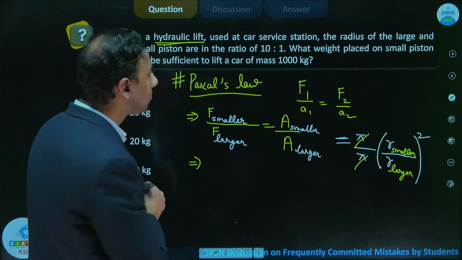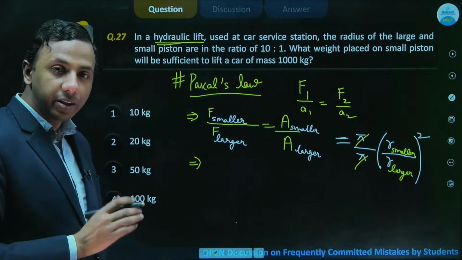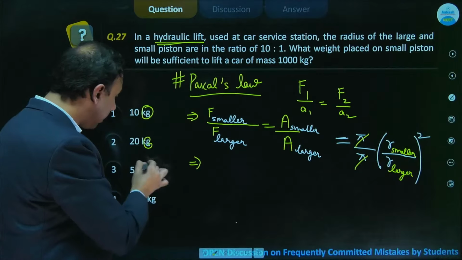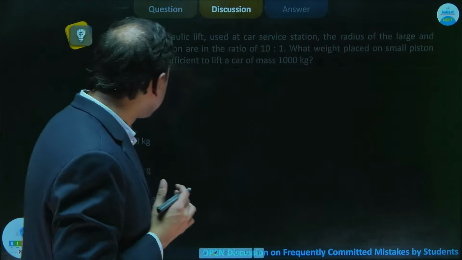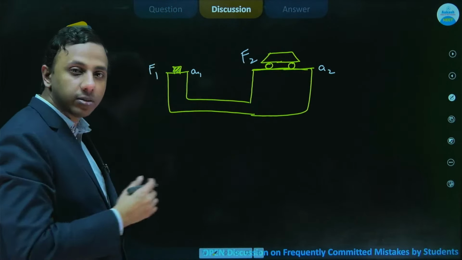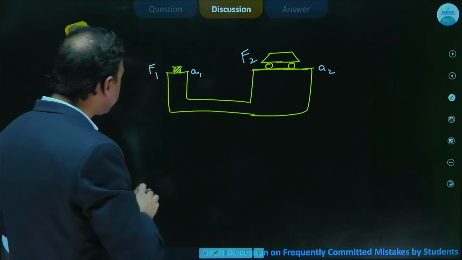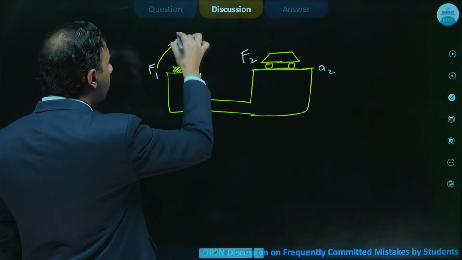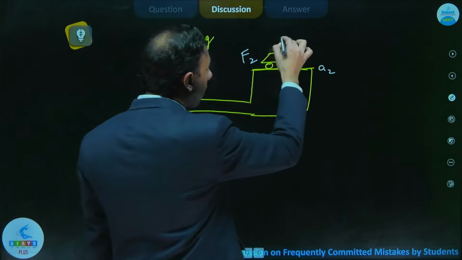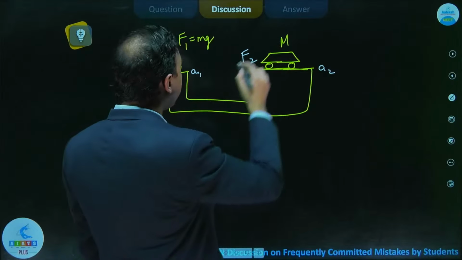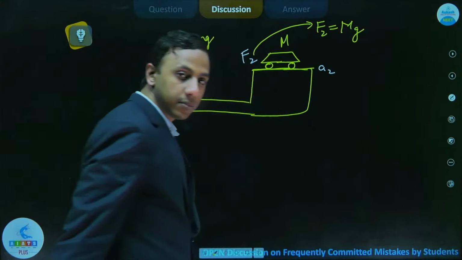And if you see over here, they are asking what weight should be placed on the small piston, and remember that weight has been given in kg obviously. So let's say that weight, or the mass, is equal to m, which means the weight will become m into g. That is, this F1 will be equal to m into g. Similarly, let's say the mass of the car is given to you as capital M. So F2 will become capital M into g.